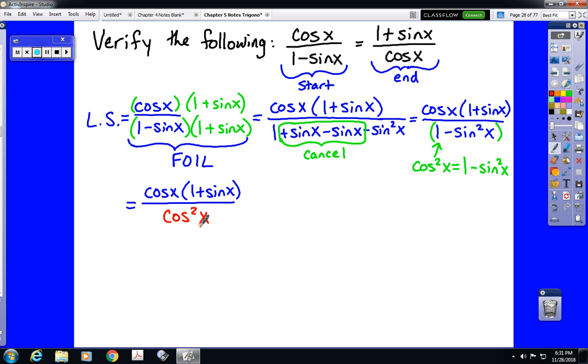Now if you look, we're getting closer and closer to what we've been trying to reach, 1 plus sine x over cosine x. Here we have a cosine on top that we need to get rid of. But cosine on top and cosine squared on the bottom, the cosine will cancel into the bottom, which would eliminate the squared, and leave us with 1 plus sine x over cosine x, which is the right side of the expression, and ends our verification. Next example.